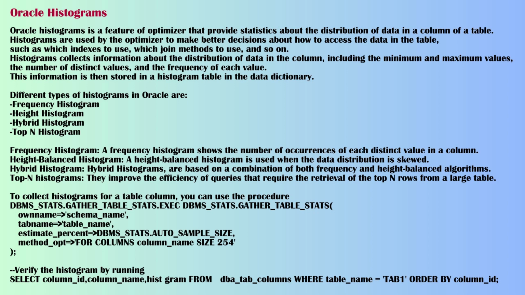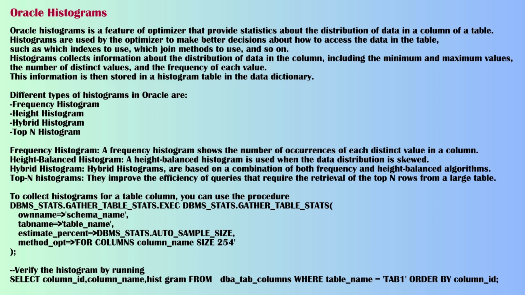Height-balanced histogram: a height-balanced histogram is used when the data distribution is skewed, with a few values occurring very frequently and other values occurring rarely. This type of histogram divides the data into a small number of groups, with each group having an equal number of rows. Each group is then represented by a single value, called a bucket endpoint, that represents the range of values in that group. To create a height-balanced histogram in Oracle, you need to use the size clause of the create statistics statement. You can specify the number of buckets and the method used to divide the data into buckets.